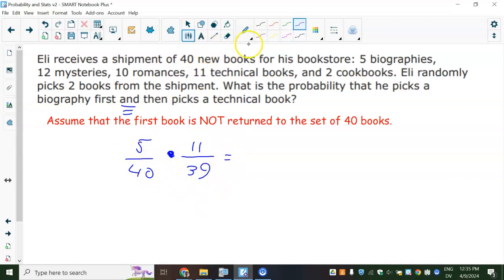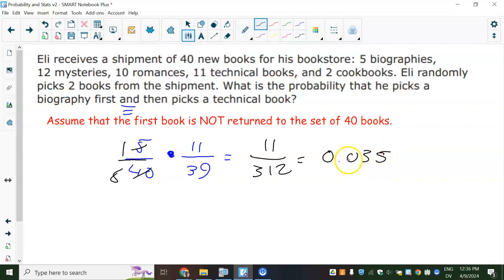Okay, and then the only thing I'd recommend here when you're doing this is before I multiply, actually reduce. So like 5 over 40 reduces to 1/8. So I would definitely reduce it first. And then my numerator is just going to be 11, and my denominator is going to be 8 times 39. All right, so we get 11 over 312, which has a decimal. If you divide it out on your calculator, it looks something like this.